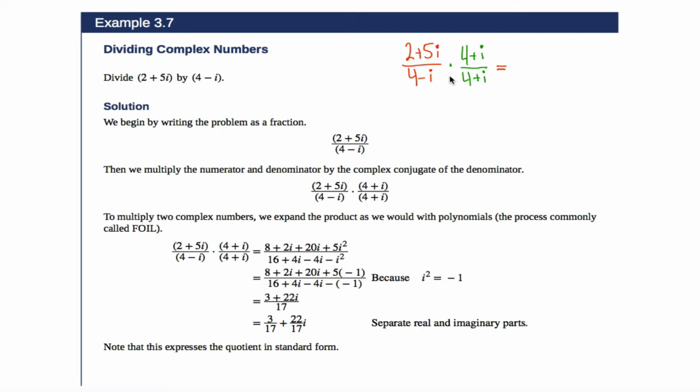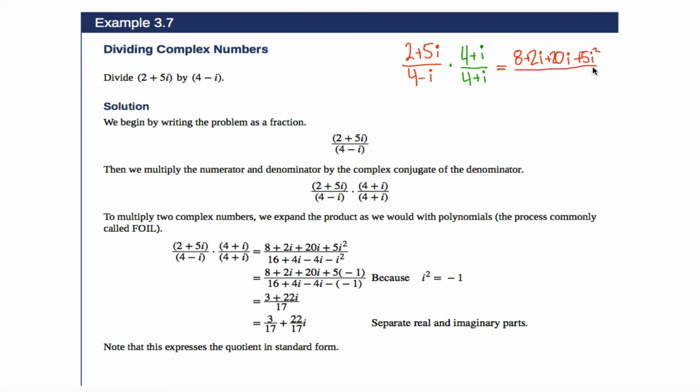Multiplying complex numbers, I can do that. I learned that a couple examples above. If you do the book's way, you sort of memorize what pieces go where. If you do it more the way I like to do it, you can think about it as FOIL. 2 times 4 is 8. 2 times i is 2i. 4 times 5i is 20i. And 5i times i is 5i squared.